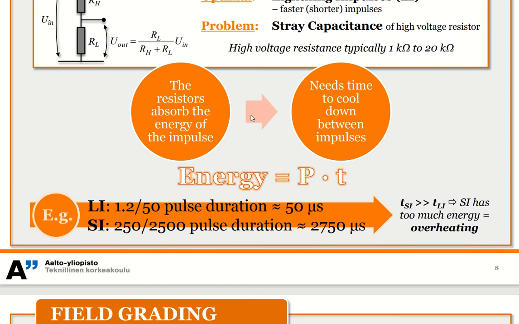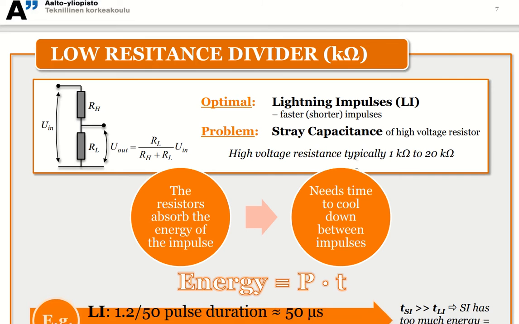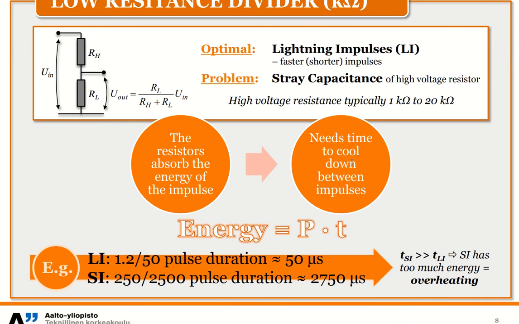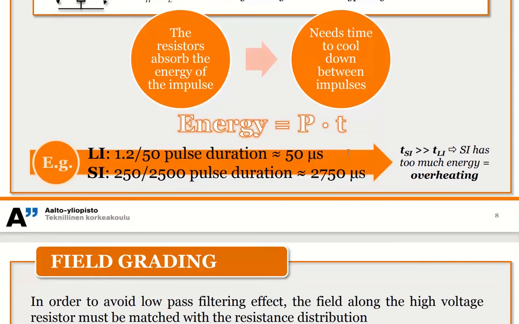The resistor absorbs the energy of the impulse and needs time to cool down between pulses. If you remember the heat of the patient which we energize for that application, the surge impulse has too much energy, which equals overheating.